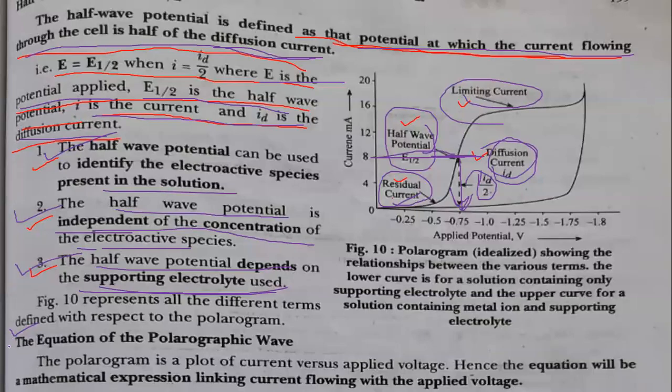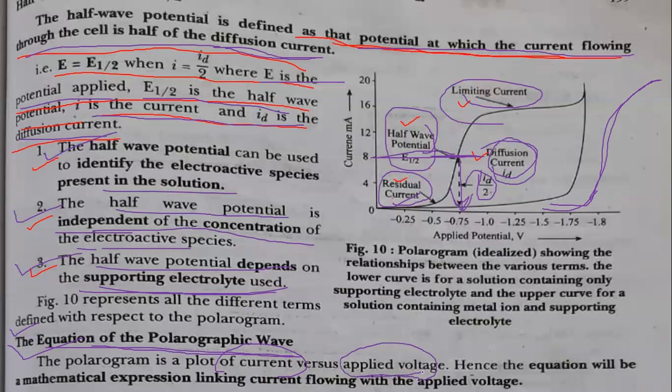Hello everybody. Now, as I told you, in this lecture, we are going to focus on the equation of the polarographic wave. Equation for polarographic wave. So this is the polarographic wave which we observe on the screen. The polarogram is a plot of current versus applied voltage.